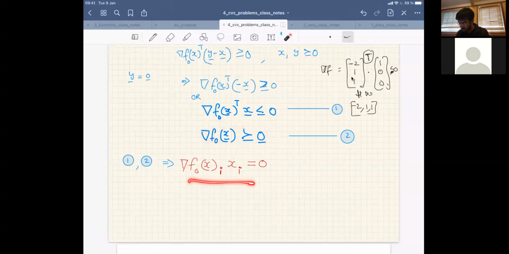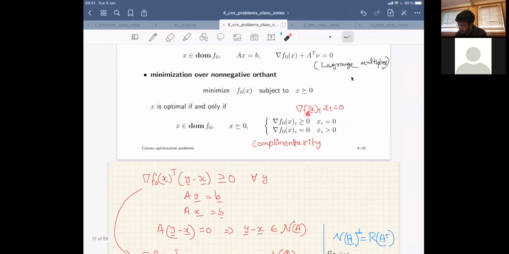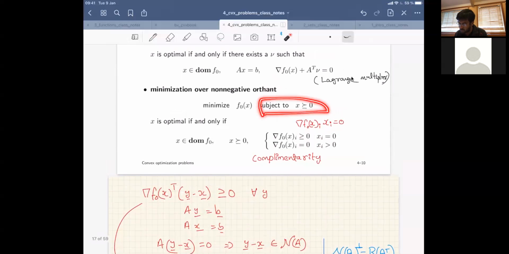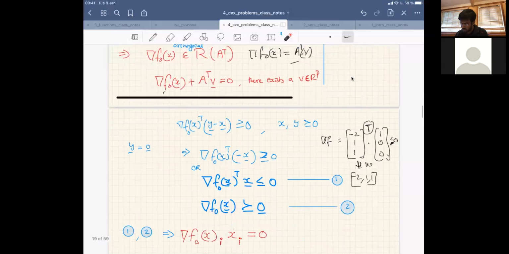This can happen only if the individual elements are 0. So you are multiplying two positive vectors and saying that the result is less than or equal to 0. This can happen only if the individual components are 0. So take this here, right? Then this gives rise to two cases. One, if x is greater than 0, the gradient has to be 0. If x equals 0, the gradient can be greater than or equal to 0. This happens when you are minimizing over the non-negative orthant, and this is an important case called complementarity, that you will learn later. But as of now we are just mentioning this.